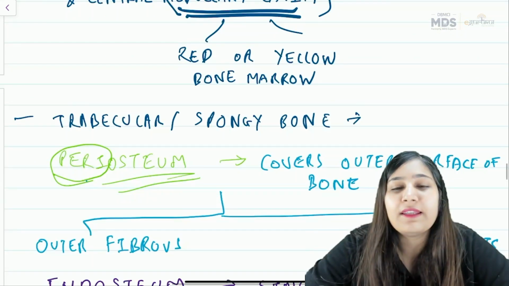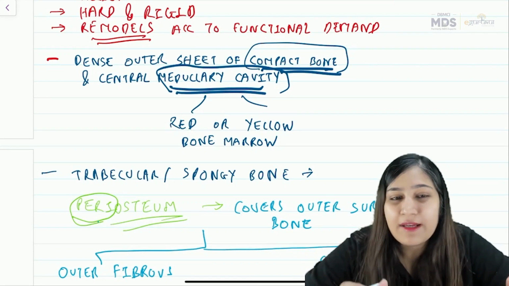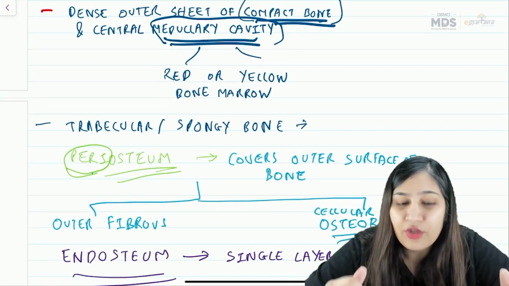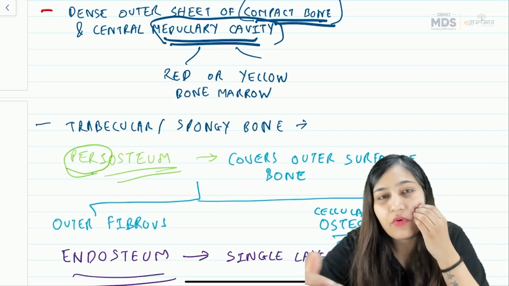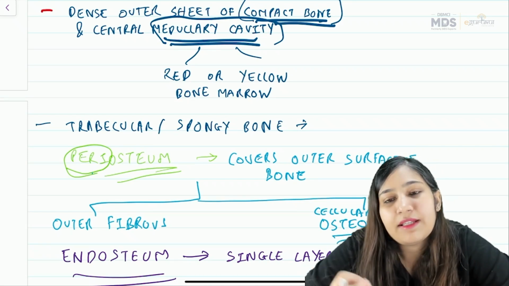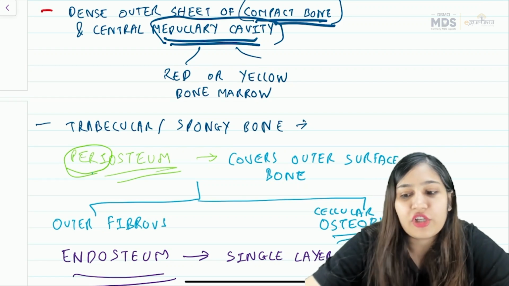So basically a bone has what? An outer compact sheet and an inner medullary cavity, and it has two layers, periosteum and endosteum. Periosteum again has two layers, outer fibrous and inner cellular, while endosteum lines the internal bone cavities and is made up of a single layer of osteoblasts.